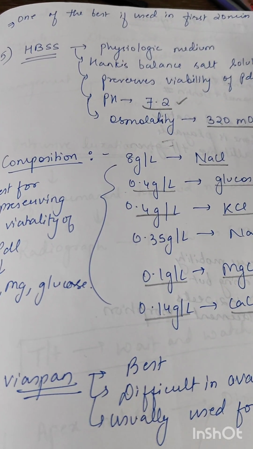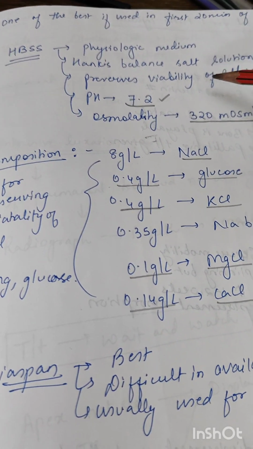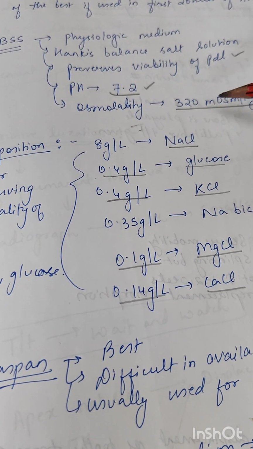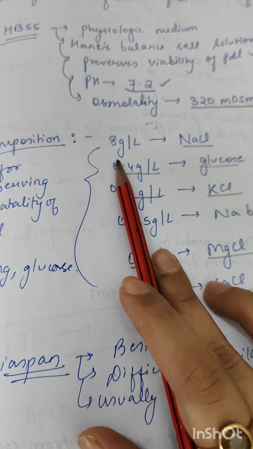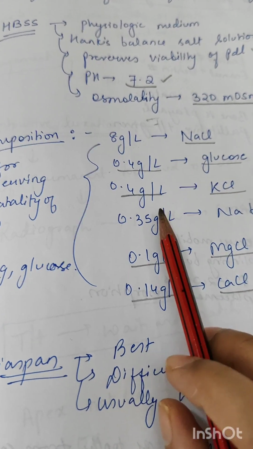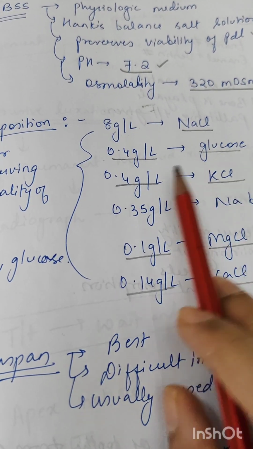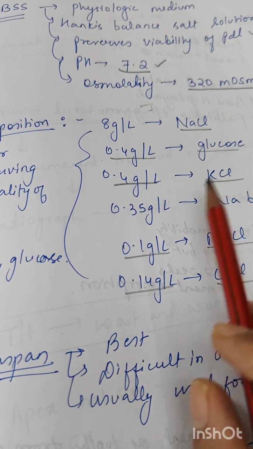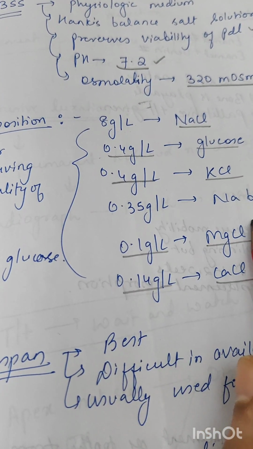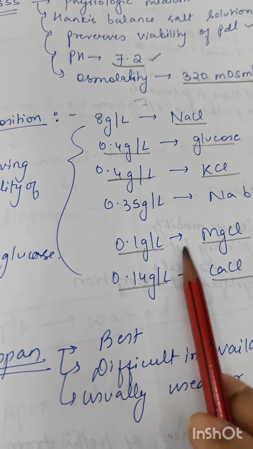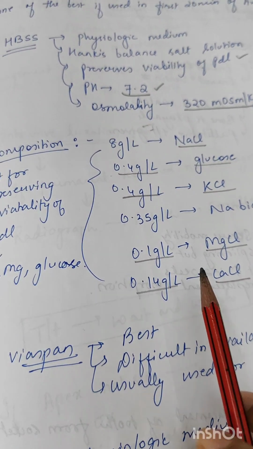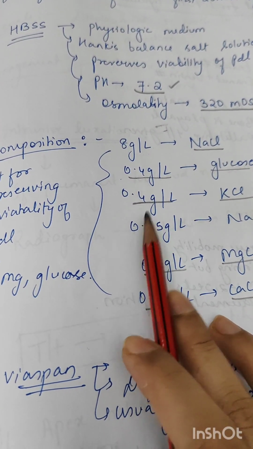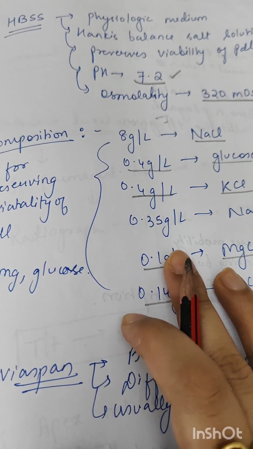HBSS solution, a physiological media, preserves the viability. pH 7.2, osmolarity 320 milliosmolarity per kg. Composition: 8 gram per liter sodium chloride, 0.4 gram per liter glucose, 0.4 gram per liter potassium chloride, 0.35 gram per liter sodium bicarbonate, 0.1 gram per liter magnesium chloride, 0.14 gram per liter calcium chloride. One of the best physiological media.